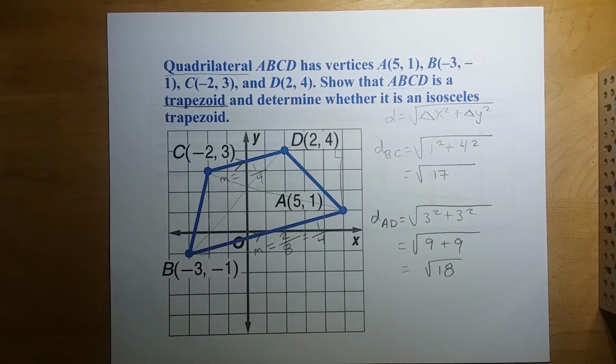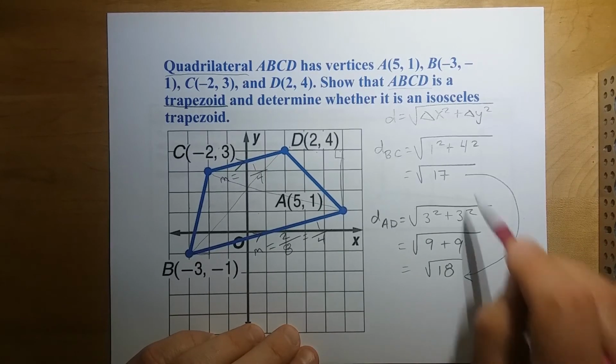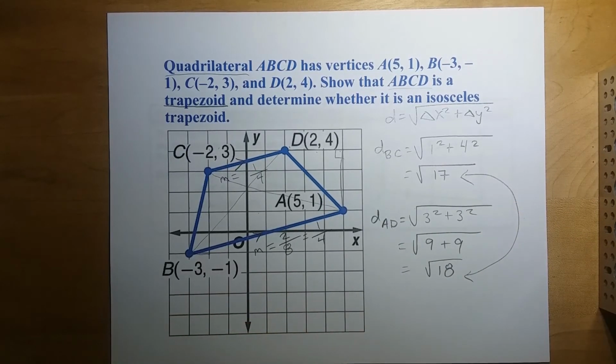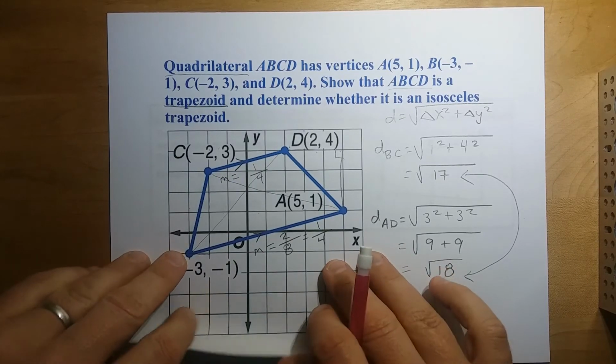Are these 2 legs congruent? Not quite. They're very close, but not quite. So this is not an isosceles trapezoid. All right.